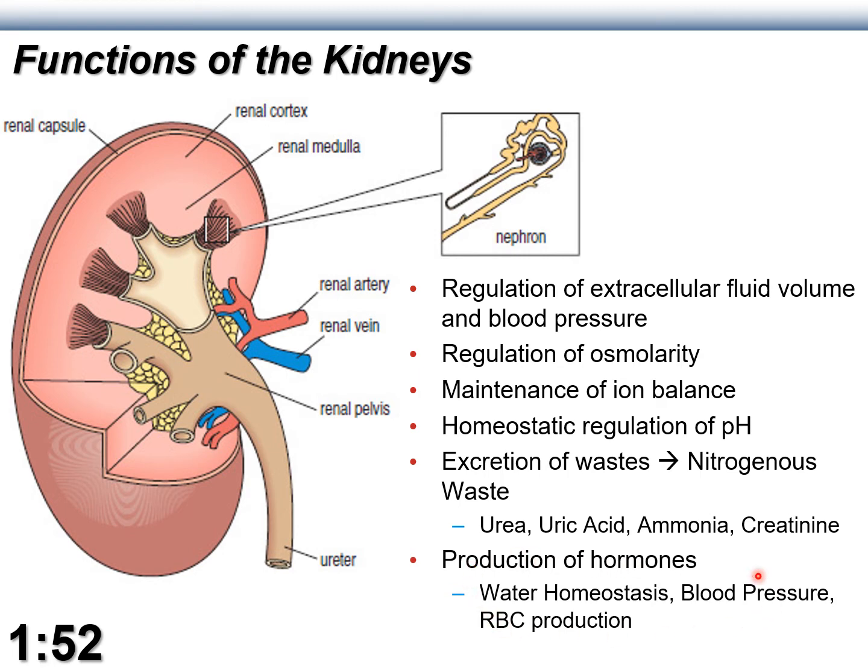And kidneys are, in fact, an endocrine organ as well. They produce hormones that affect water balance and can affect blood pressure, and those are intimately related. We talked about EPO, erythropoietin, in the blood lecture. Well, the kidneys can sense low oxygen and will start secreting erythropoietin to trigger the bone marrow into making more red blood cells.